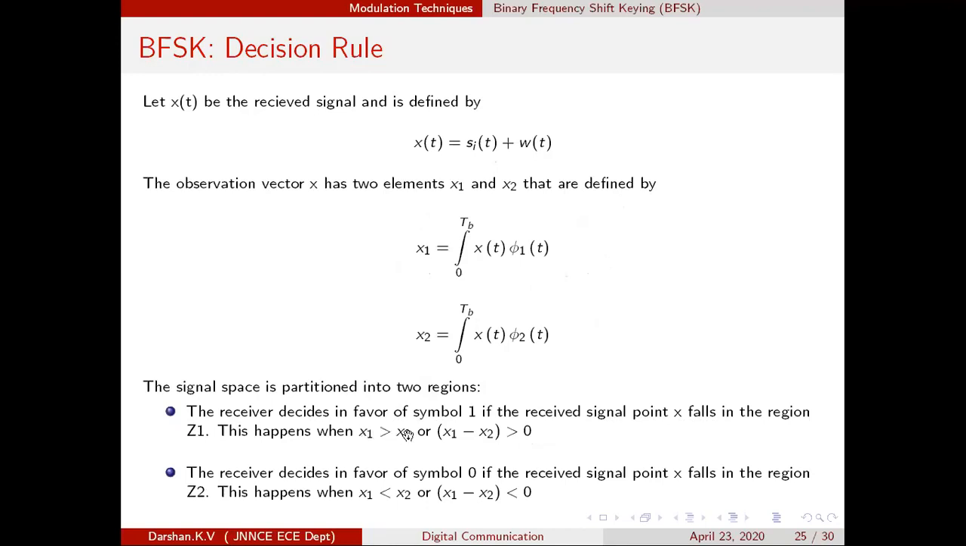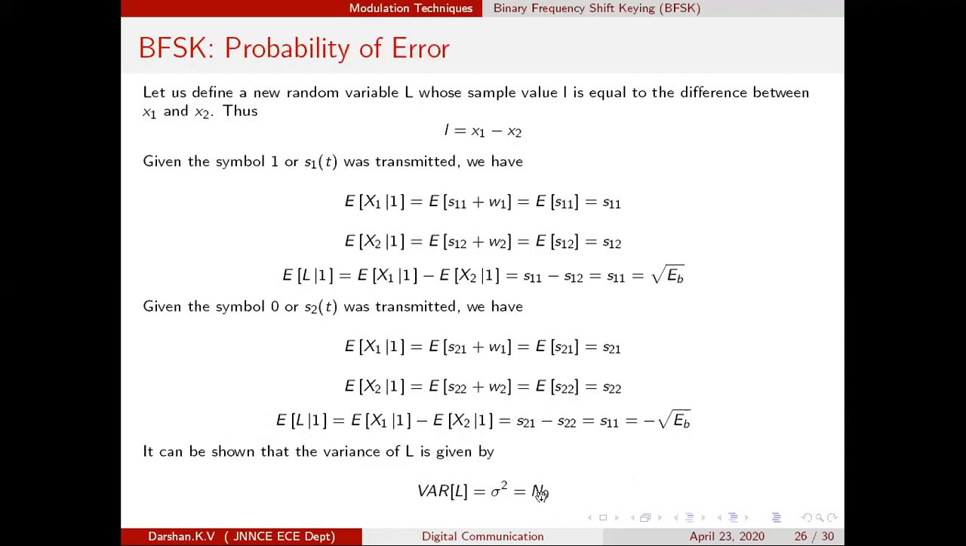What are these x1 and x2? They are the coordinates of the received signal point x. Or in other words, you can write x1 minus x2 greater than 0. The same thing happens whenever the signal falls in the region Z2. In the region Z2, the coordinates of the points are related as follows: x1 less than x2, or x1 minus x2 less than 0. Now, since x1 and x2 both are random variables, when you subtract the two random variables, you will also get another random quantity.